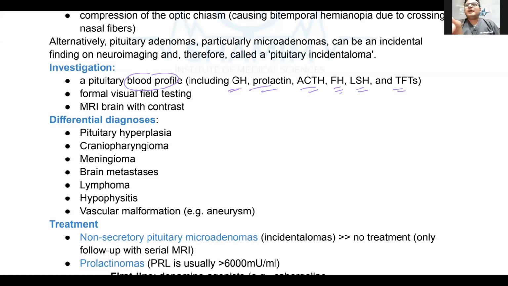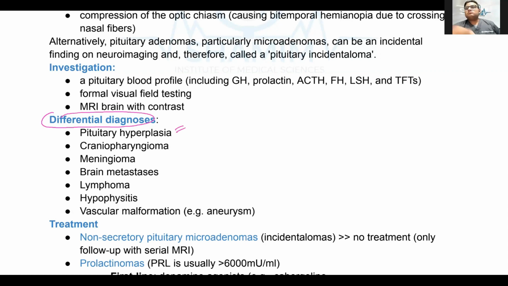We can also do visual field testing, and we can do MRI. MRI is recommended when there is a mass effect. Of course, if we suspect a mass effect is present, we do MRI. Next is differential diagnosis. What is the differential diagnosis of pituitary adenoma?